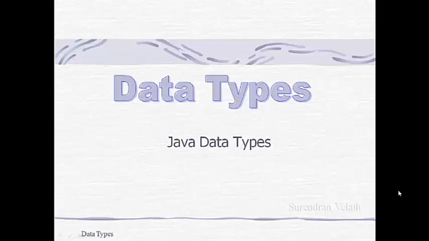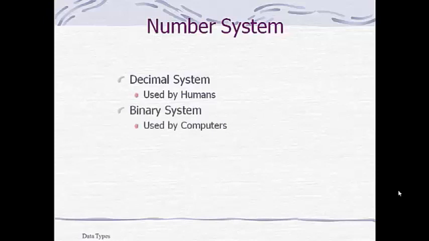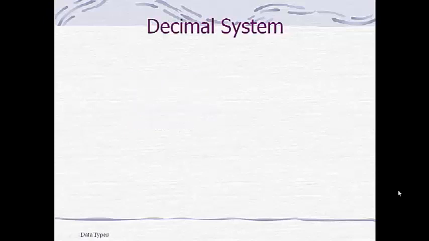Java data types. First, let us take the number system. The decimal system is used by humans, and binary system is used by computers. Decimal system used by humans.